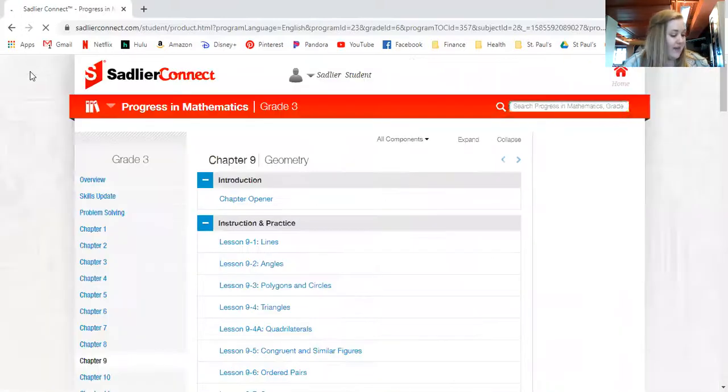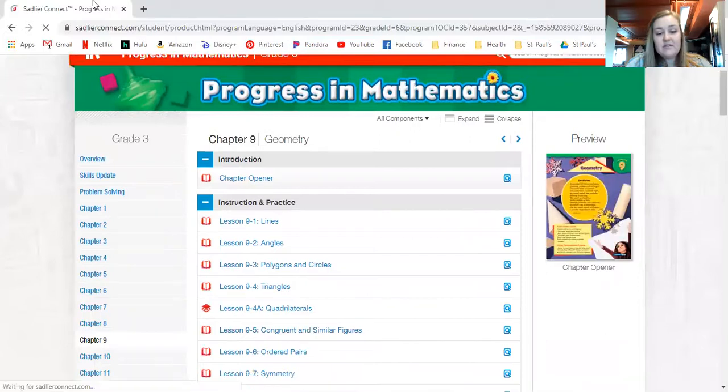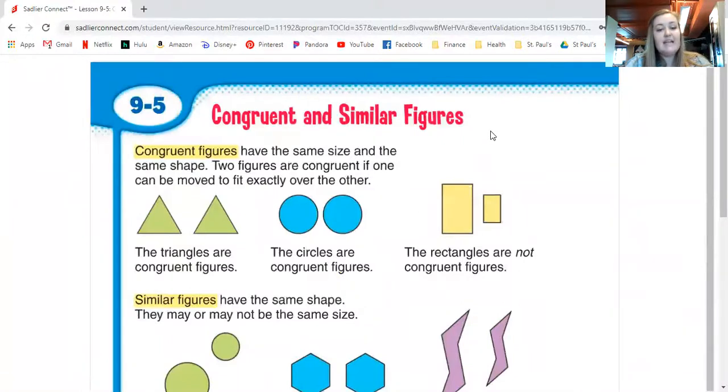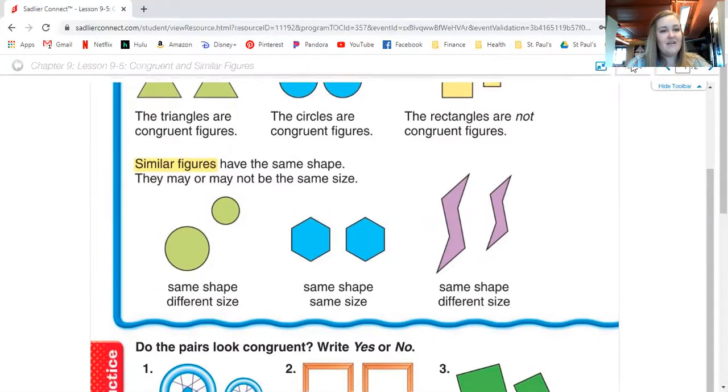Okay, turn your page to 312. And here we talked about congruent and similar figures. To remind you, congruent means they have the same size, same shape. So it's basically a replica. It's the same exact thing. So these triangles here are congruent. These circles and these rectangles are not because they're different sizes. Now if we go to similar, it looks similar. You can have a big circle and a little circle. You could have a small triangle and a big triangle. Those are similar, but congruent means they're the same. Basically all you really need to know for that lesson.